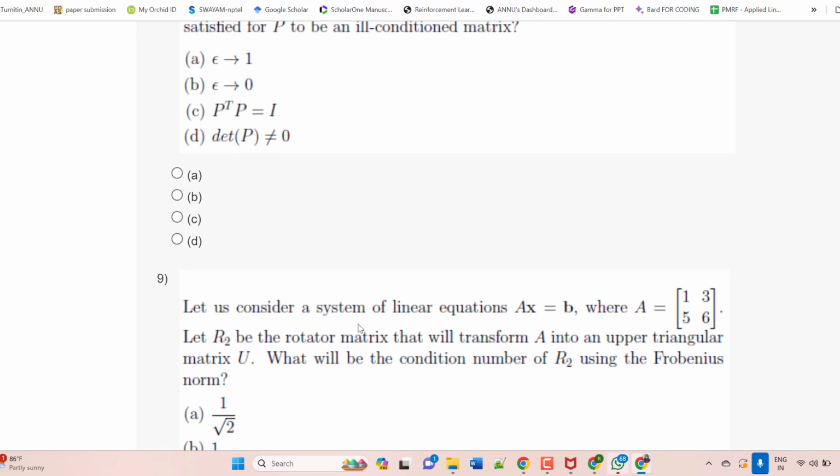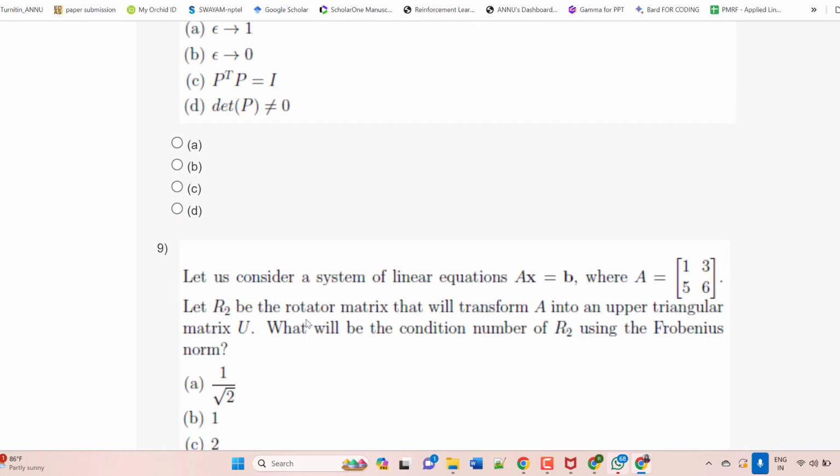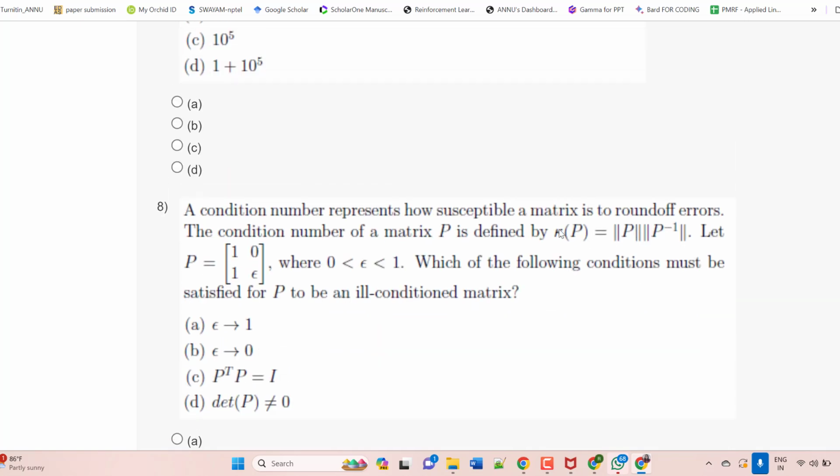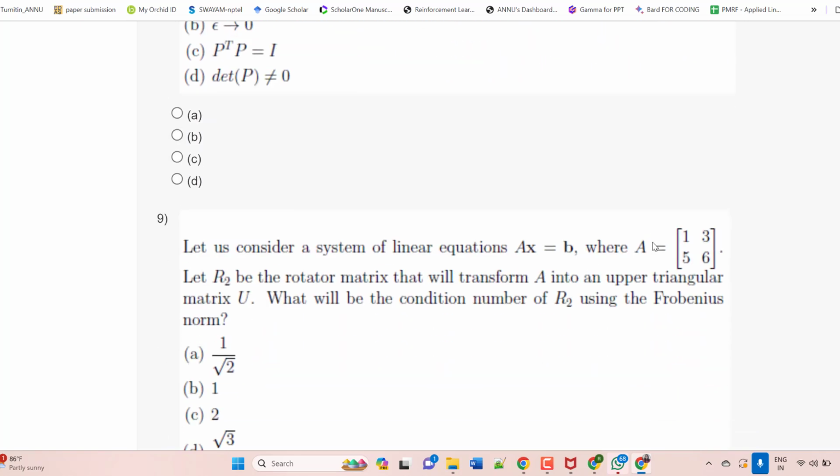Okay, and then let's see this. You remember the formula for this using the Frobenius norm. The condition number is given by this thing. Ma'am, I know the Frobenius formula, but here they're asking about upper triangle and lower triangle. Yeah, they are asking about the rotation matrix.